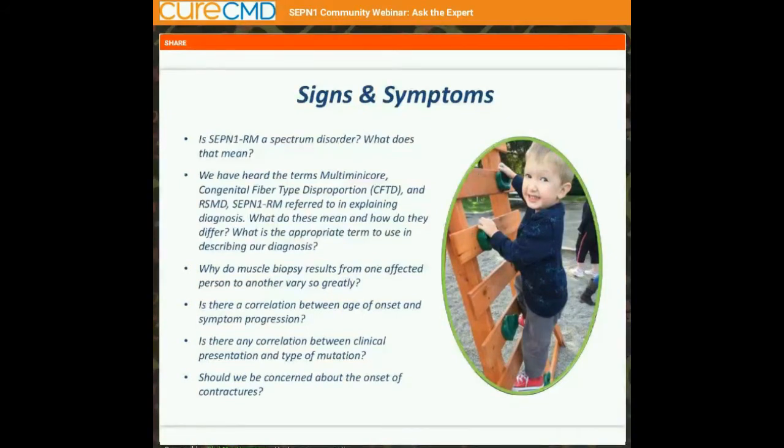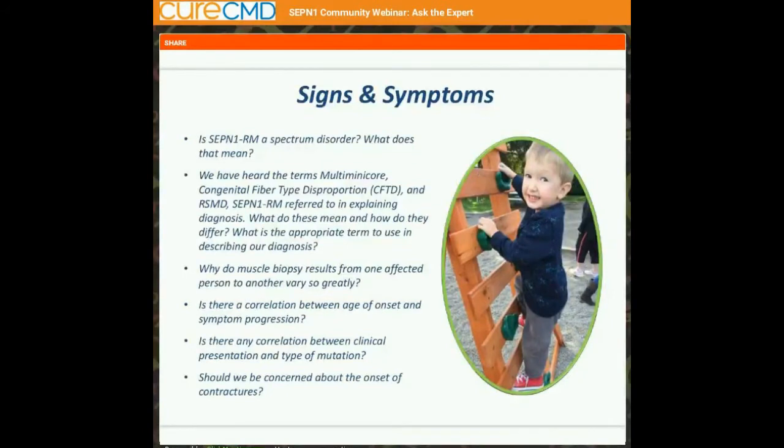But the unifying feature and the thing that groups everybody together is the same underlying absence, and that's really what's important. So it's appropriate to say that you may have one or the other of these, CFTD, rigid spine, minicore, that does denote how your muscles look. But when we're thinking about treatments and trying to understand prognosis, it's very helpful to group everybody together under the same genetic rubric.